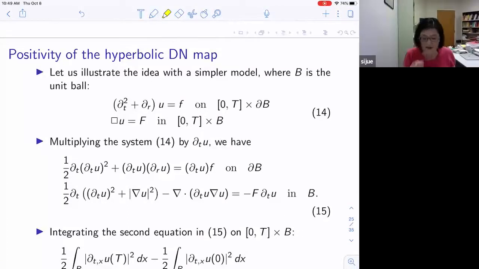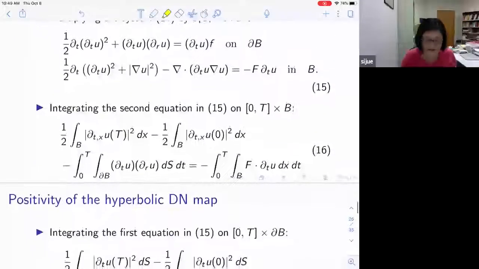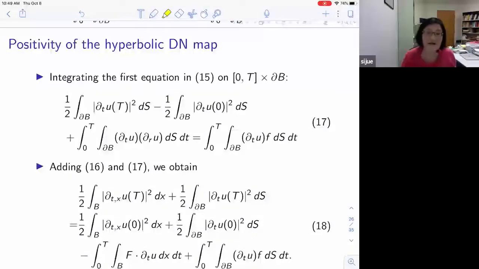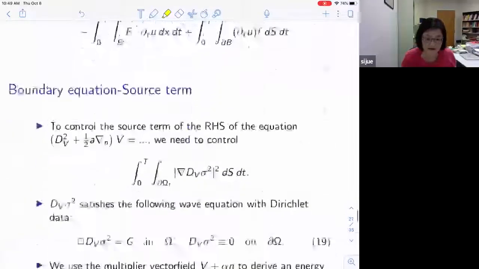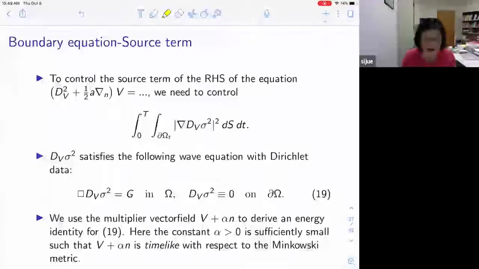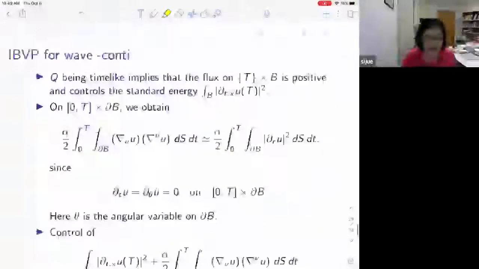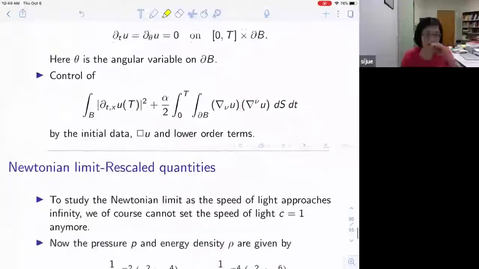So the idea is really just finding the right multiplier. I will not really talk about this in detail. To prove the right-hand side is lower order, you also find another good multiplier and then show it's lower order. So this is really the basic idea.